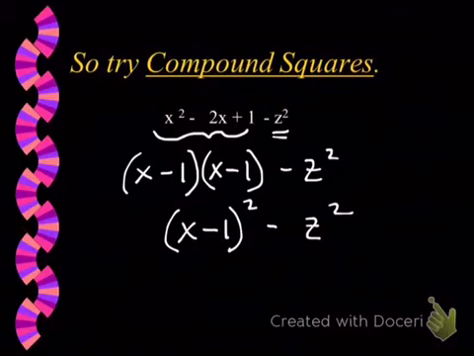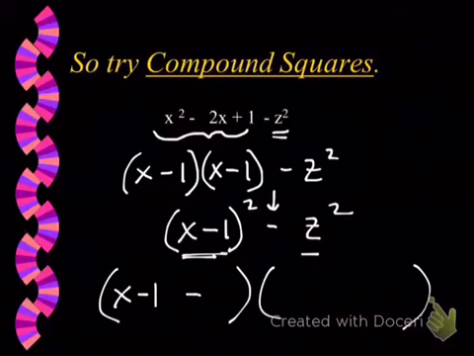Now what do we have? Smiley face squared minus sunshine squared, right? We have the difference of two things that are being squared. Difference of squares will always factor as conjugate pairs, right? X minus 1 minus z, x minus 1 plus z. And that's how compound squares works.